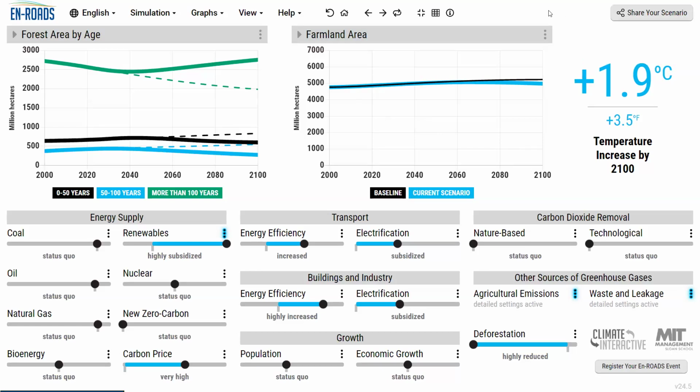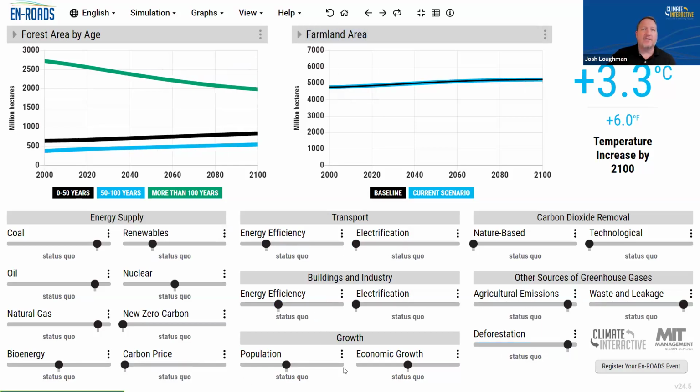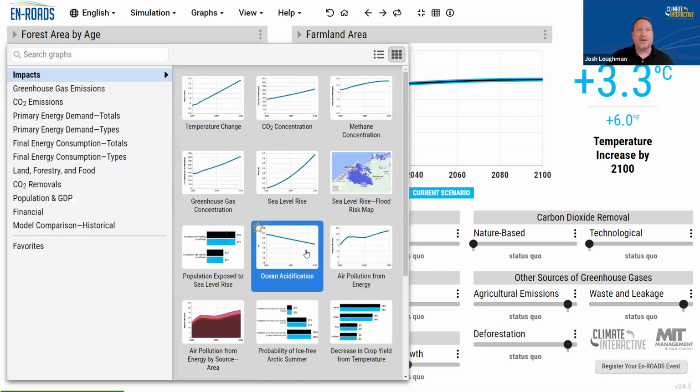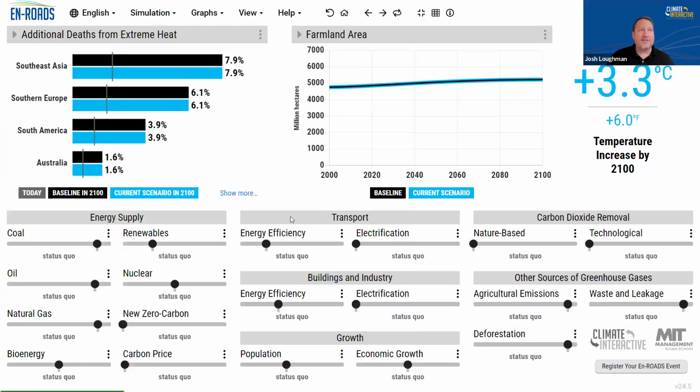Oh, well, Josh, there's one other one, which is if we could remove whatever obstacles there are to population stabilization, have a less populous world. Yeah. So one of the things that we don't have in this model is feedback on population. So we have a population slider, but this slider ranges from the low to the high range of the United Nations projections. And so we do have graphs, we do have impacts on things like the additional deaths from extreme heat that different regions could experience, given this baseline scenario or reduction scenario.